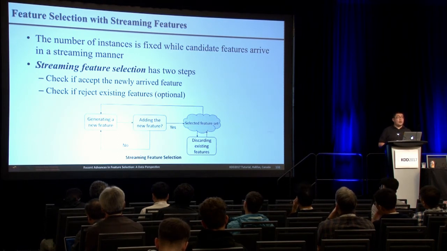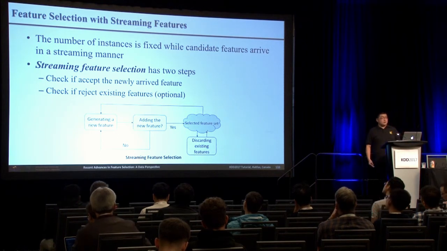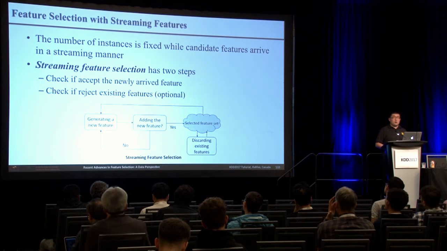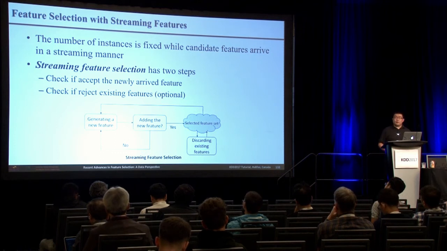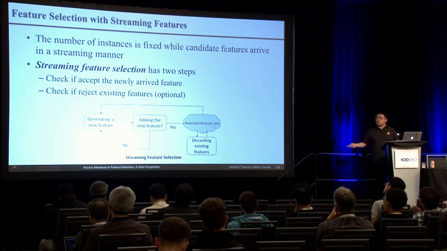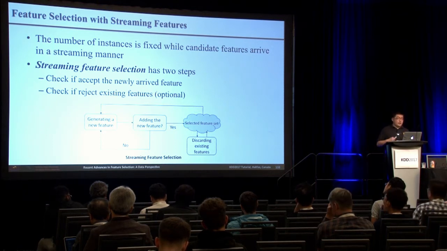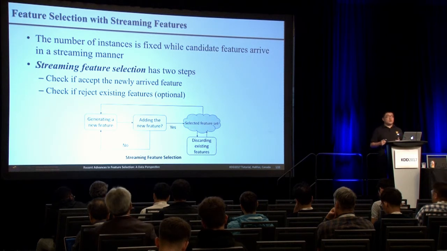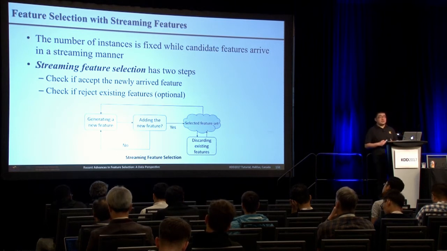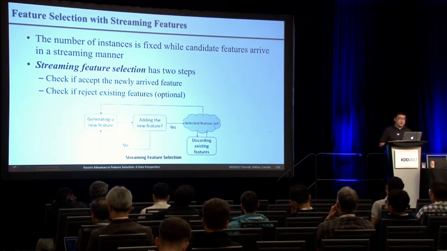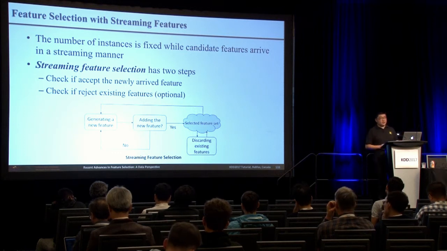First, we talk about how to handle the streaming features. In this case, the number of instances is considered fixed, while the candidate features continuously arrive in a streaming fashion. We refer to such feature selection methods as streaming feature selection. Basically, they have two steps. The first step is to check whether we need to accept the newly arrived feature or not. If we do not accept it, we just discard it. On the other hand, if the new feature is accepted, we include it into the selected feature set. But here a problem arises.